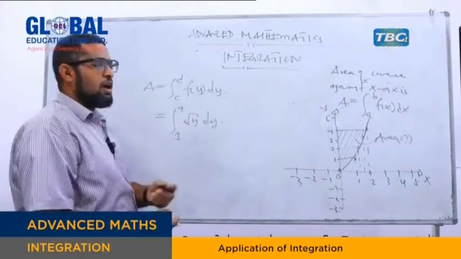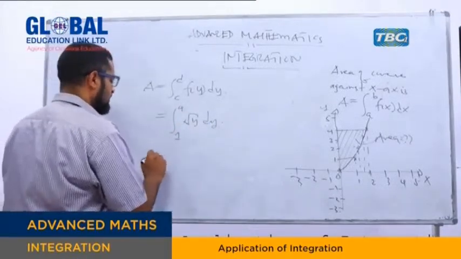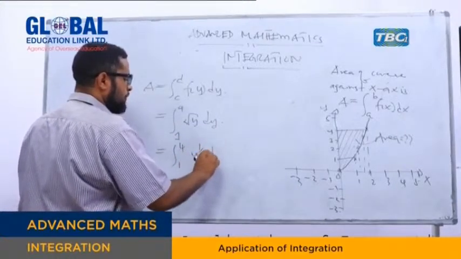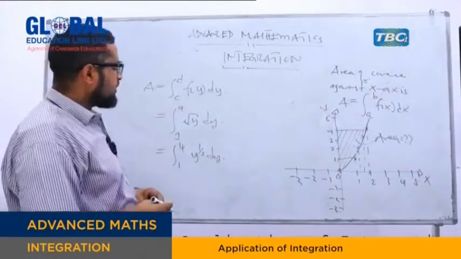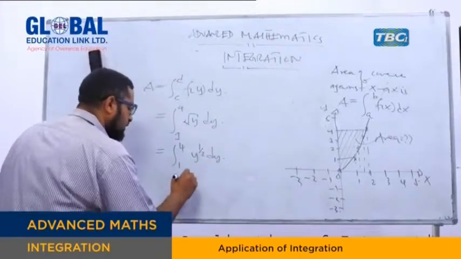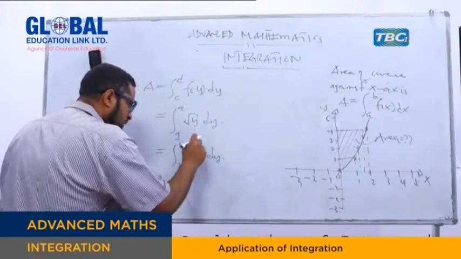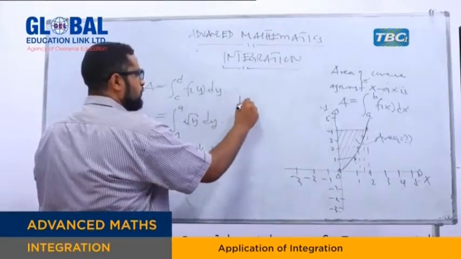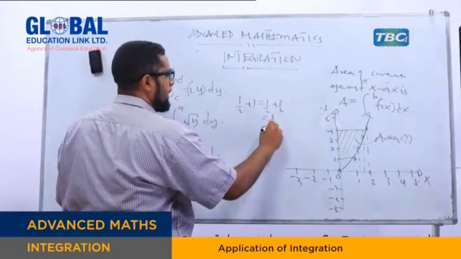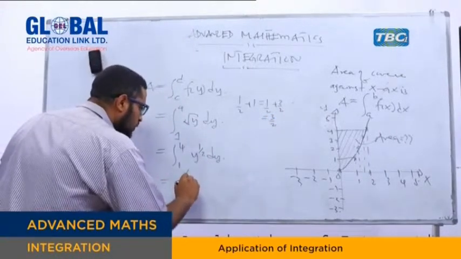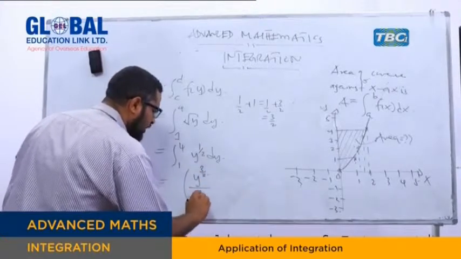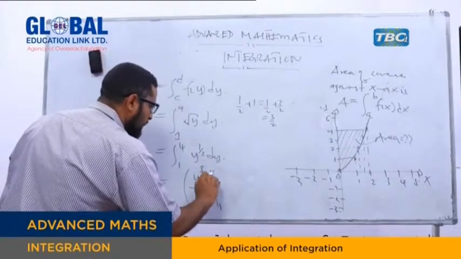So let's integrate root of Y and see what we are going to get. Integrating from 1 to 4, this is equal to Y to the power 1 over 2 dy. Remember, when you are integrating a function, the power is always increased by 1. So here we will have 1 over 2 plus 1, the same as writing 1 over 2 plus 2 over 2, which is 3 over 2. So it is y to the power of 3 over 2, again over 3 over 2. This is from 1 up to 4.